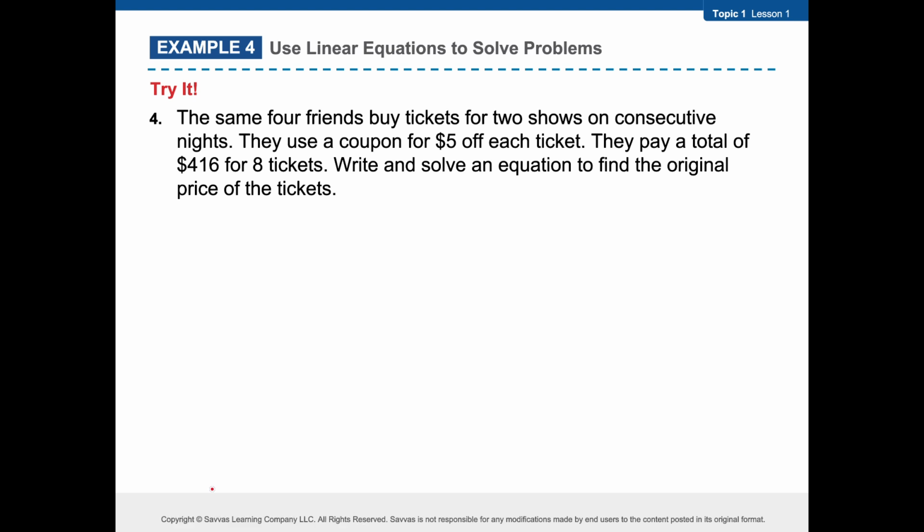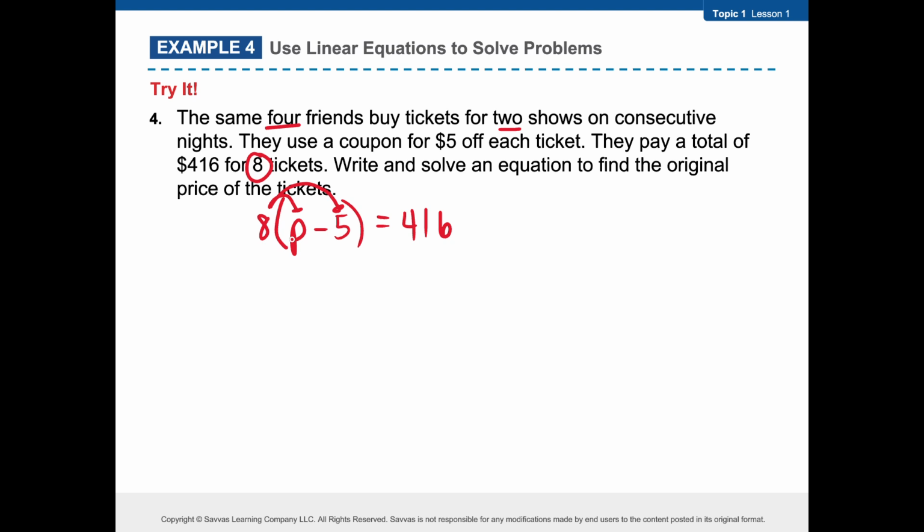Here, the same 4 friends want to buy tickets for 2 shows on consecutive nights. So 4 friends for 2 shows, that's 8 tickets. The price of the original ticket is what you're trying to find, but now the coupon was for $5 each, and they paid a total of $416. So this is what your equation should have looked like.